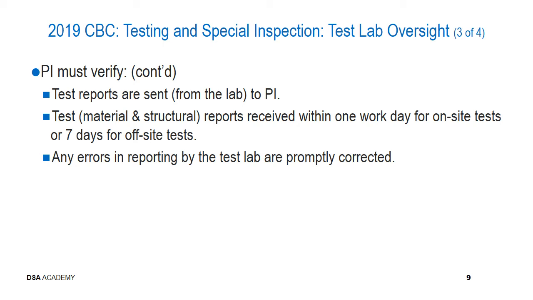So if you don't get the reports within 7 days for the off-site test, you need to call the lab immediately. If they don't send you the reports, then you should notify the architect or the design professional, the school district, and DSA. You should write a deviation notice using the Form 154 for any deviations from the admin code section 4-335D regarding this.